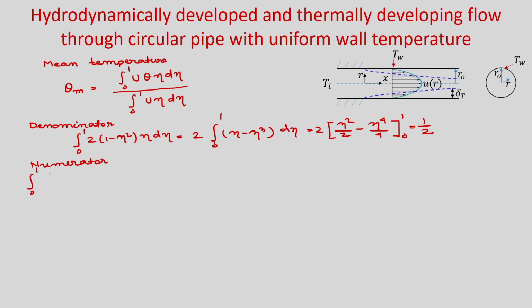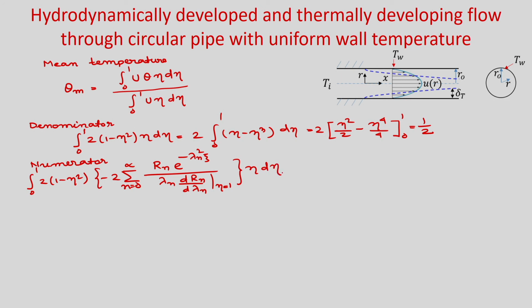So, 0 to 1 u is 2 into 1 minus eta square, theta we have found, minus 2 summation n equal to 0 to infinity r n e to the power minus lambda n square xi divided by lambda n d r n by d lambda n at eta is equal to 1, okay, into eta d eta. Okay. So, if you see, if you find this integral, this you can see is not a function of eta. So, whatever is a function of eta, that you put inside the integral.